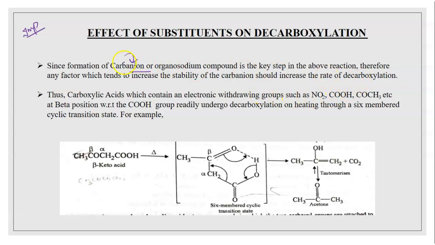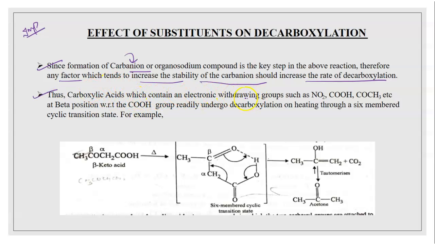ओके, सो होगा क्या कि कोई भी फैक्टर जो आपके कार्बोनाइन की स्टेबिलिटी को इंक्रीज करेगा वो ओवरऑल डीकार्बोक्सिलेशन के रेट को इंक्रीज करेगा. So any factor which tends to increase the stability of your carbanion will be ultimately increasing the rate of decarboxylation. Correct? So that is one thing to keep in mind. So ultimately what is happening?